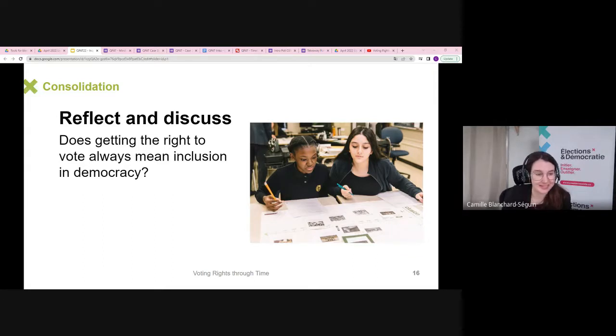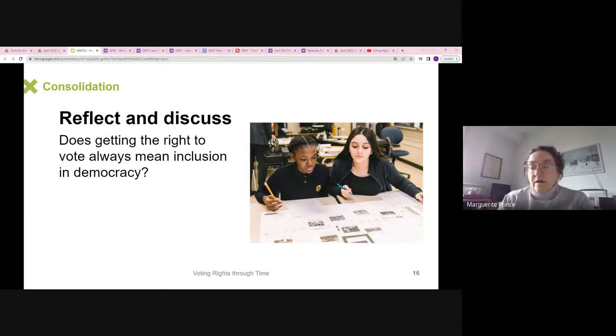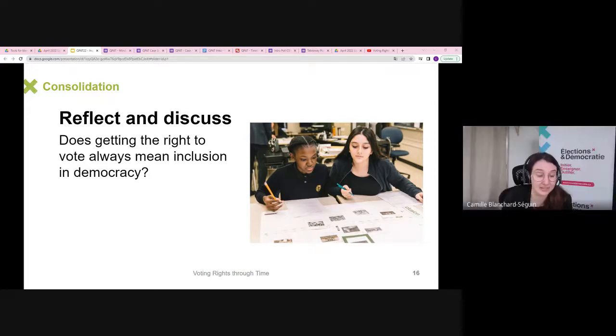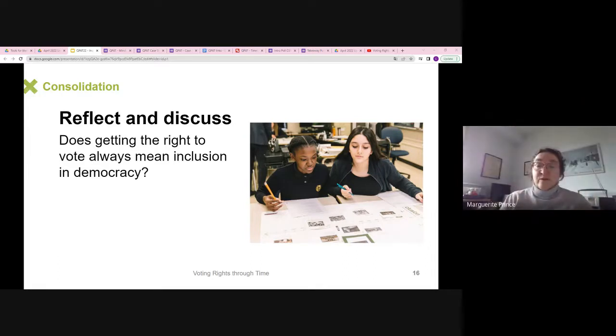Camille? Yes. I'm just thinking about one of the first slides, that even amongst men, when men had the right to vote, they had to be property owners. This is not something that was brought up again. When was that change? Because that excludes a lot of people. Absolutely, yes. Economic exclusion.